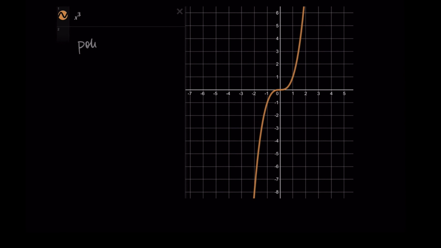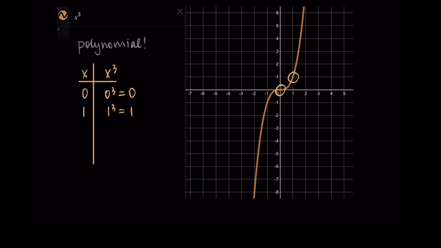So this graph is going to look a little different from other things we've seen. So if we have x cubed, this is a polynomial, and to look at the graph, let's think about plotting some points. So we'd have an input x value and then an output x cubed. So if we had 0, the output would be 0 cubed, which is just 0. 1 has an output of 1 cubed, which is 1.